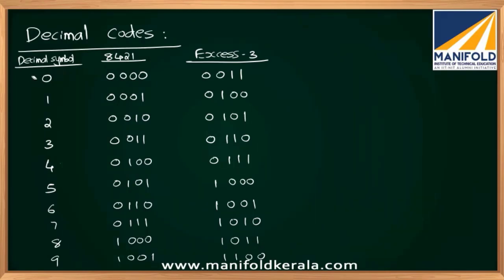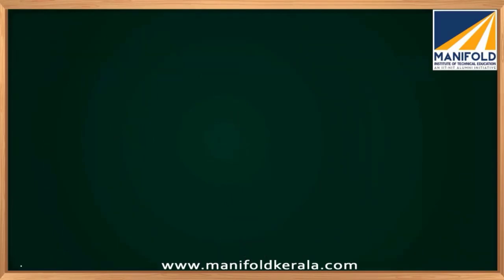So this is actually the XS3 format. This is how you encode the decimal symbols using 8421, which is sometimes known as BCD. We will come to that, 8421. And this is the XS3 format. Now, both of these are encoding schemes for decimal symbols. Now, how will you represent higher numbers? There is something known as a BCD representation of numbers, BCD, which is also known as binary coded decimal.